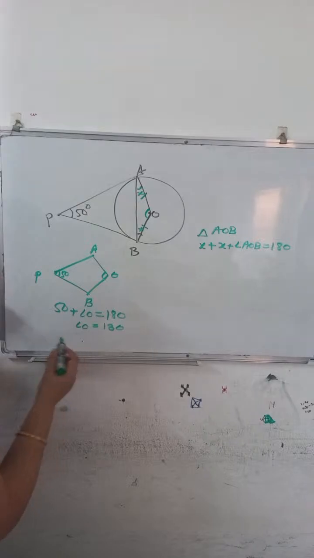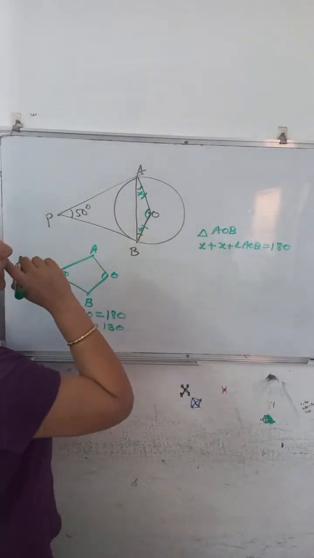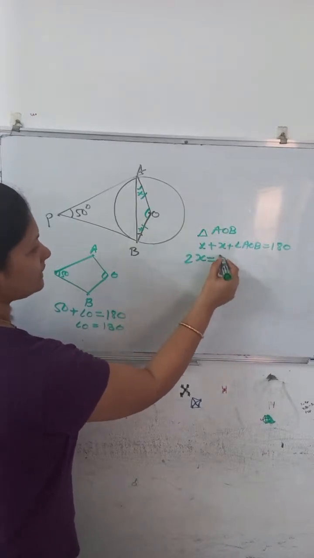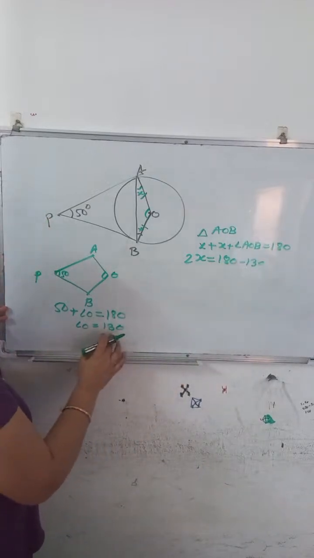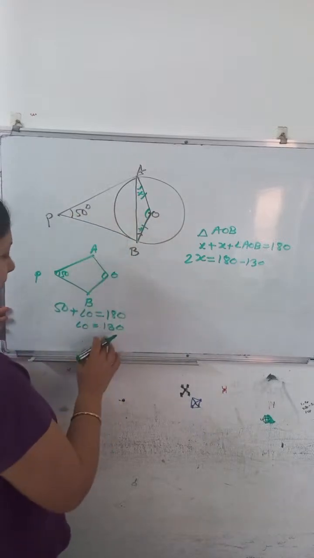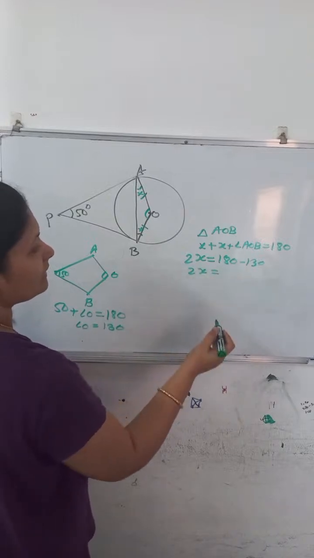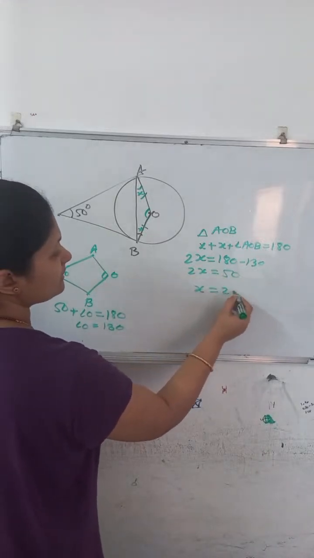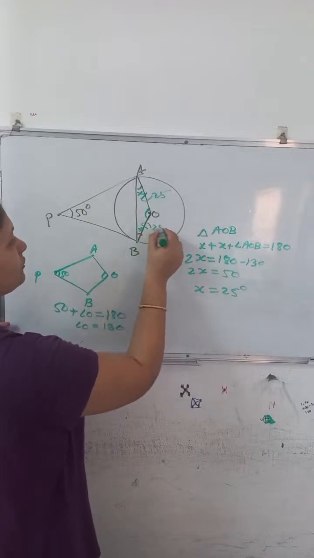We can apply this. Once you get 130, you can substitute here. x plus x is 2x is equal to 180 minus 130. AOB you can transpose because we got it as 130. Quadrilateral opposite angles sum is 180, I took here. So 2x is equal to 180 minus 130, which is nothing but 50. So x is equal to how much? 25. So here x I will get as 25 and this also I am getting 25.